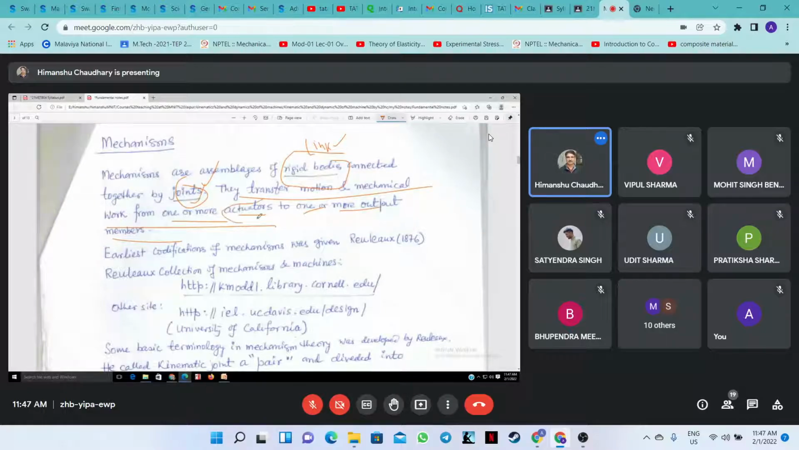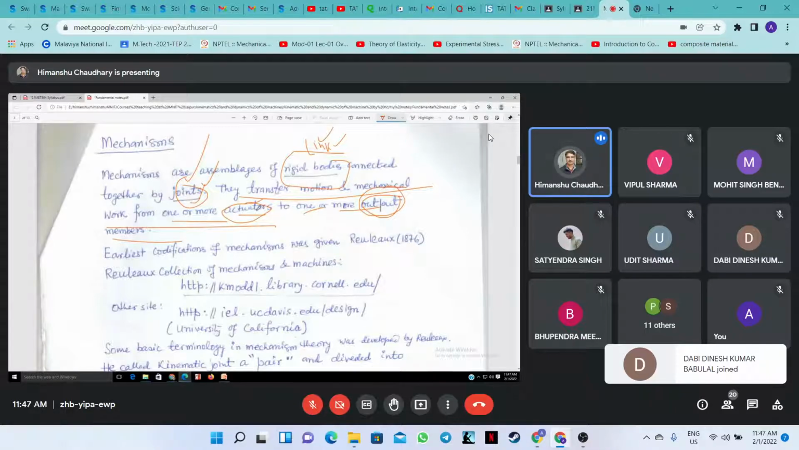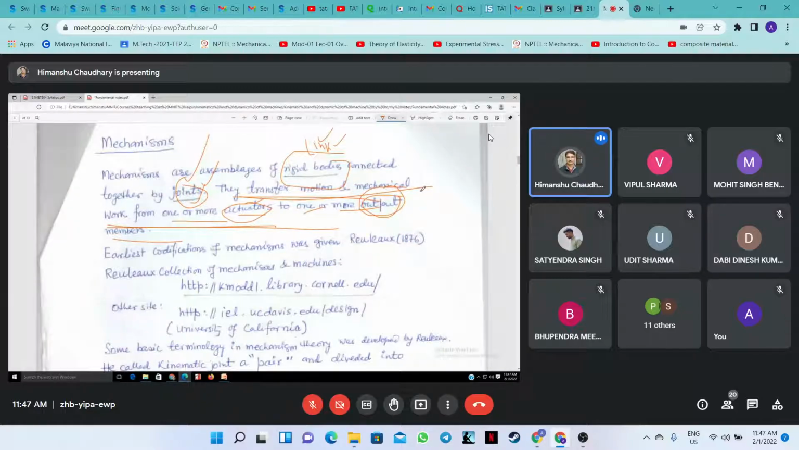Actuator means driver, motor, or force driver. So how do we define the number of actuators and the number of outputs? This is again one more question. In these two lines, we have to define links, joints, the type of links, the type of joints, and how many actuators are required for a particular machine or mechanism, and how many outputs we can obtain from that machine. These are defined by constraint analysis of mechanism. In normal language, we can call it DOF, degrees of freedom.